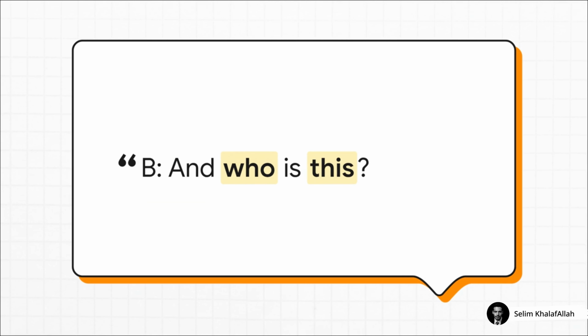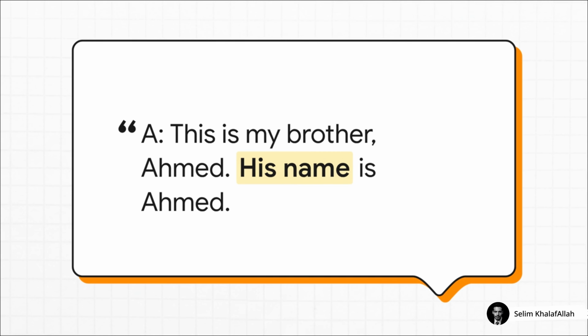So useful. Now, what if person B wants to ask about someone else? Maybe they see them in a photo. They can just ask, and who is this? It's a simple, natural question to keep the conversation going. And would you look at that? Person A's answer uses everything we've learned. First, the introduction. This is my brother, Ahmed. Then they use the correct possessive for a man. His name is Ahmed. Why do we use his? Because a brother is a he. See how it all connects and fits together?